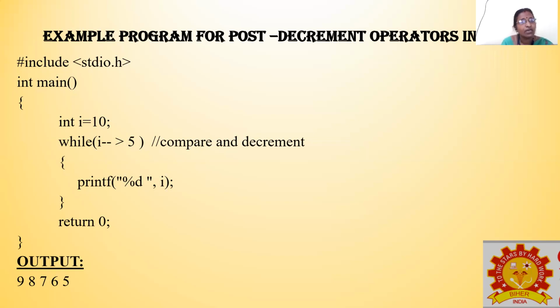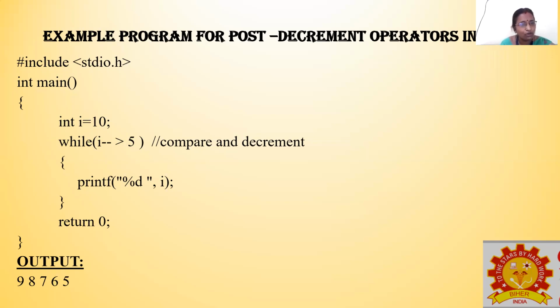Again go to the while loop. Now 7, I minus. First 7 is compared, do the comparison operation. 7 is greater than 5. If 7 is greater than 5, you are permitted to enter the while loop. Immediately decrement the I value. It will become now 6. Yes, print the I value as 6 inside the while loop.